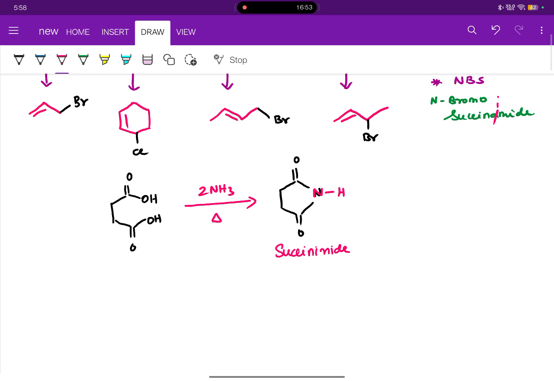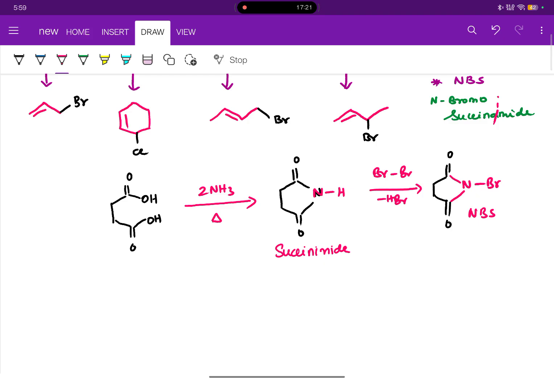So to this, if you treat bromine with this, HBr will be removed, thereby you get something like this. N-bromosuccinimide. So this is a very good reagent for doing allylic halogenation.